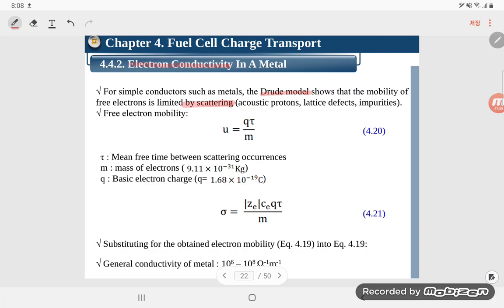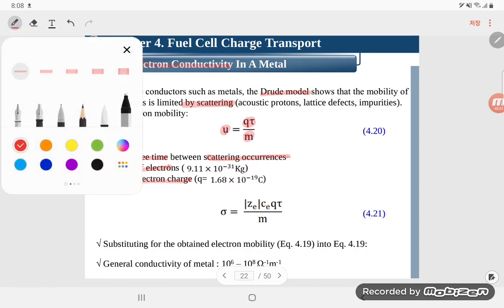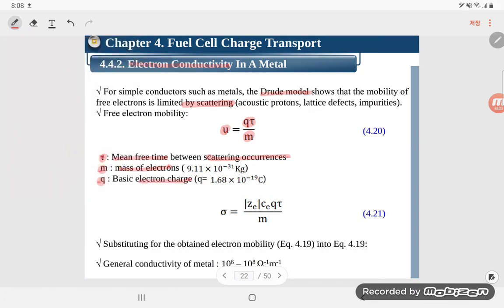This scattering is due to this factor, and free electron mobility is expressed like this, where tau is the mean free time between scattering occurrences, and m is the mass of electrons, which we already know about. And q is the basic electron charge, which we already know too. So tau is the variable here.